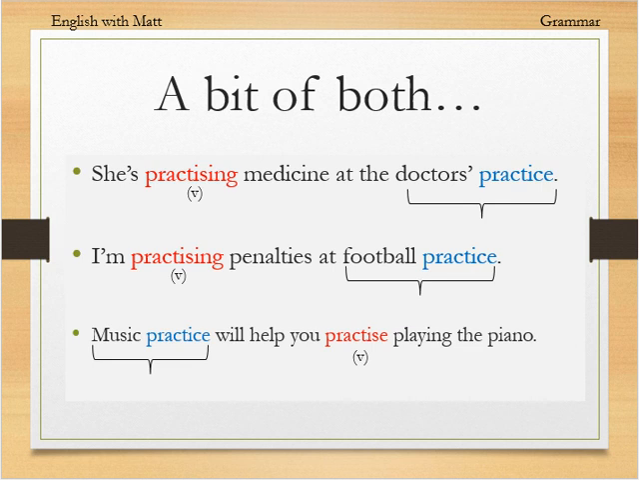So music practice is a thing, football practice is a thing, doctor's practice is a thing. It's places you can actually go, I suppose. But the process of going there, or the process of doing something there, is the verb. So I'm practicing penalties at football practice. The ability to actually do penalties is the process of doing penalties. And again, the process of playing the piano at music practice.